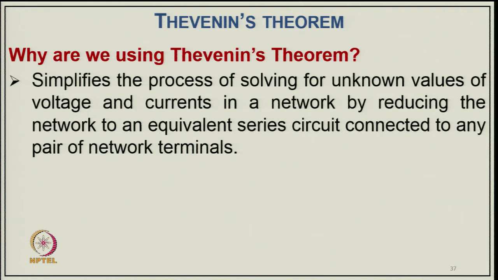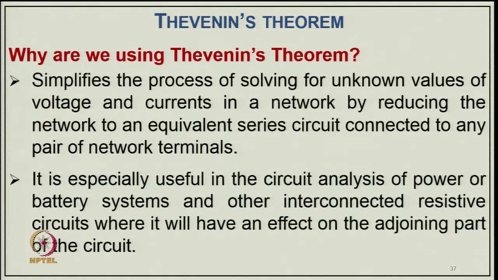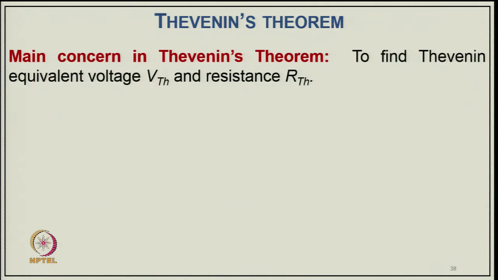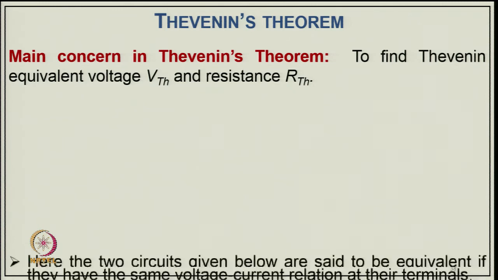It simplifies the process of solving for unknown values of voltage and currents in a network by reducing the network to an equivalent series circuit connected to any pair of the network terminals. It is especially useful in the circuit analysis of power or battery systems and other interconnected resistive circuits, where the load will have an effect on the adjoining part of the circuit. So, the main concern in Thevenin's theorem is to find the Thevenin equivalent voltage VTH and the Thevenin equivalent resistance RTH.